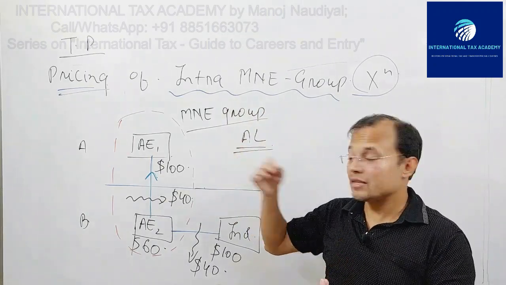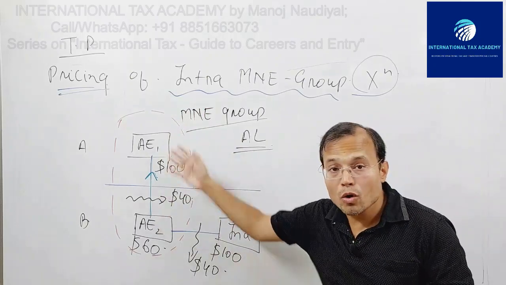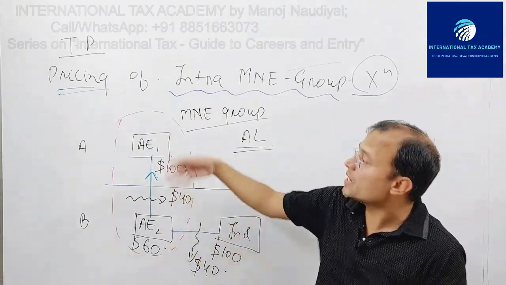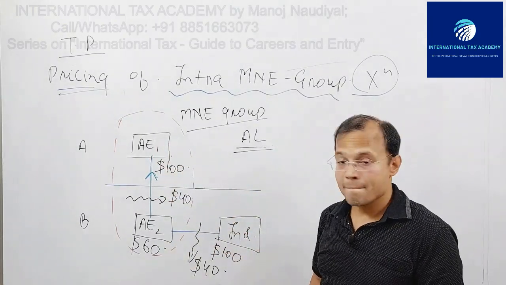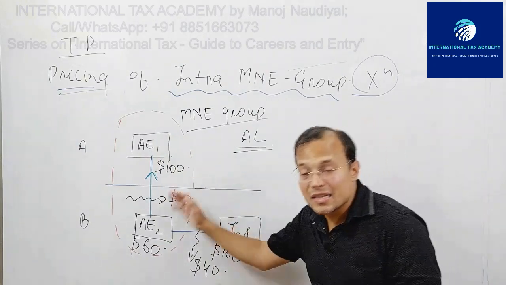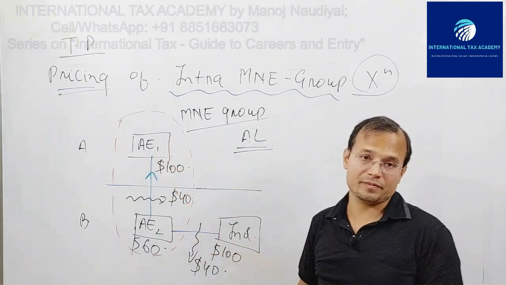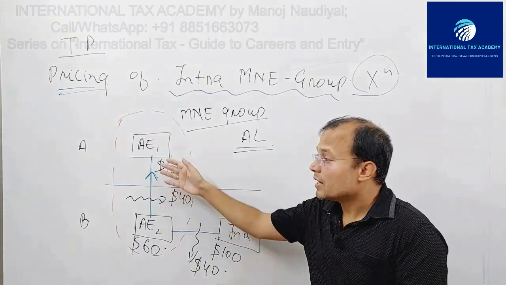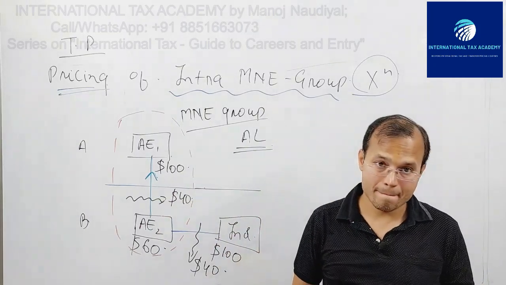Fine. Other transactions can involve financial transactions, intra-group loans. AE2 can give a certain amount of loan to AE1 or can receive a certain amount of loan from AE1. Fine. Intra-group loans, financial guarantees, hedging functions, intra-group treasury functions. A transaction can even involve hard to value intangibles.